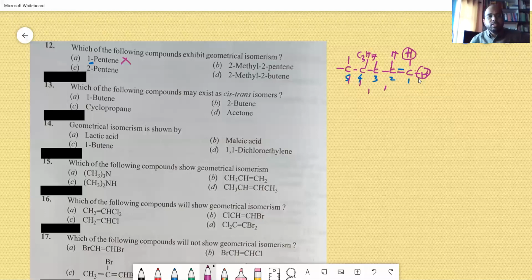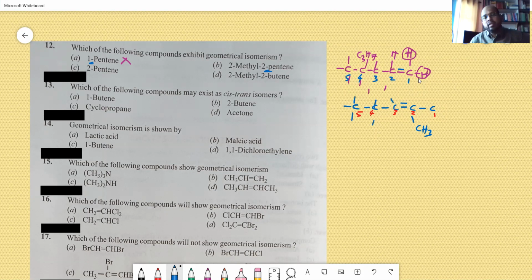The next compound is B, 2-methyl-2-pentene. Again, for pentene, you have to draw all the 5 atoms like this, 1, 2, 3, 4, 5. Then when you number it, you get 1, 2, 3, 4, and 5. Then the double bond is at the second position. And 2-methyl means the second atom is also having a CH3 group there. Now you satisfy everything.